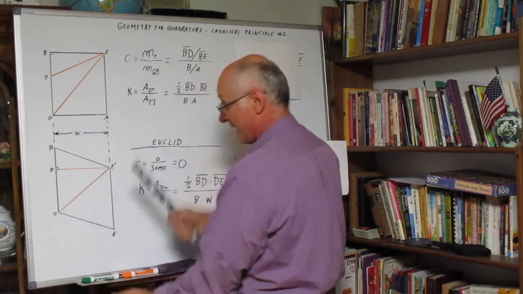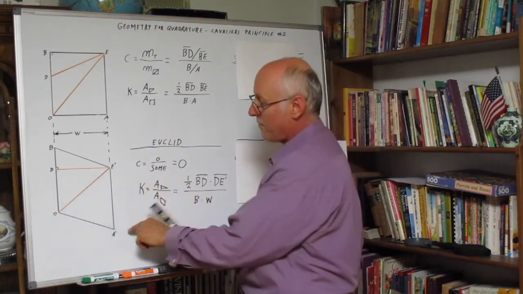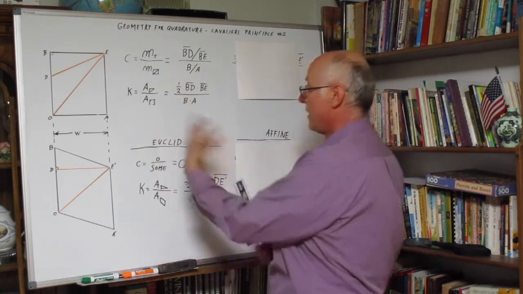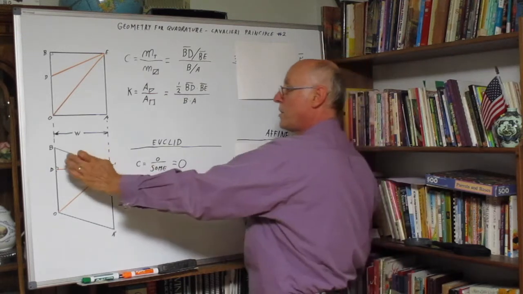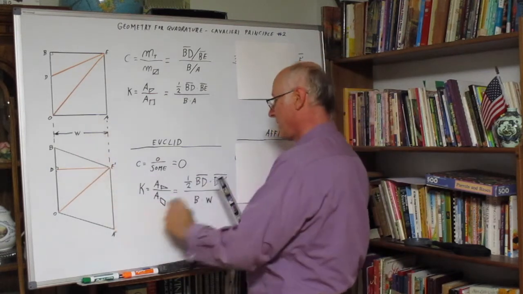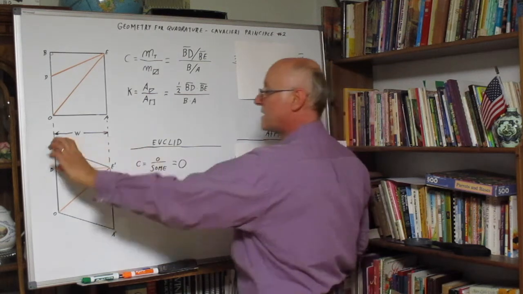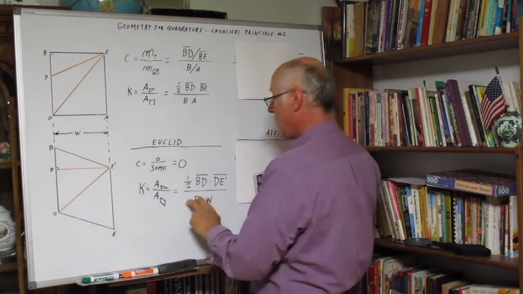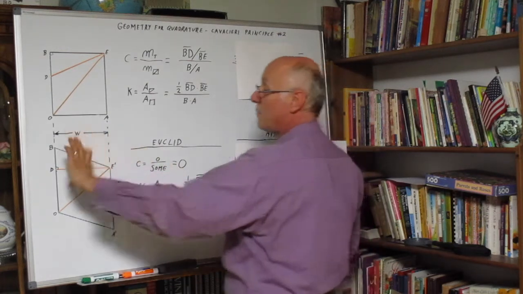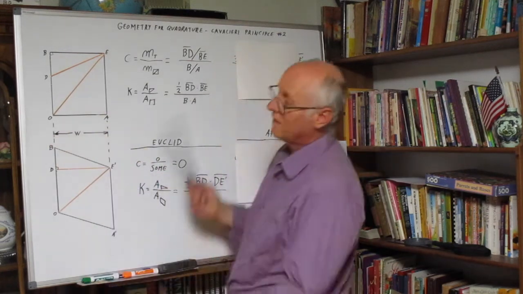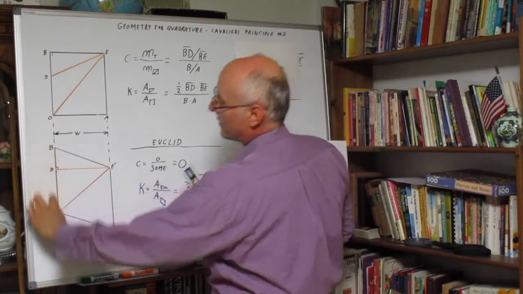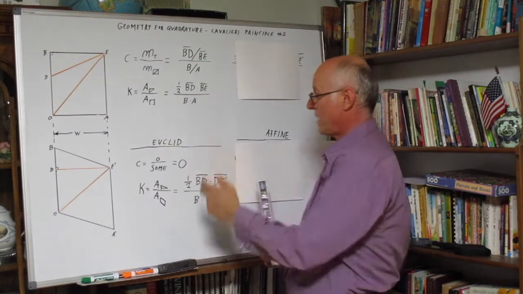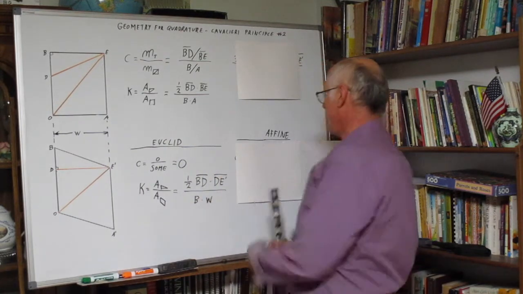And Euclid insists that we label it a little bit differently, so I put the little prime marker on it. So the ratio of this triangle is now 1/2 BD times DE prime over B times W. Why is that? If you take this triangle and put it here, it's basically the same, and you end up with this. That's basic geometry, B times W.